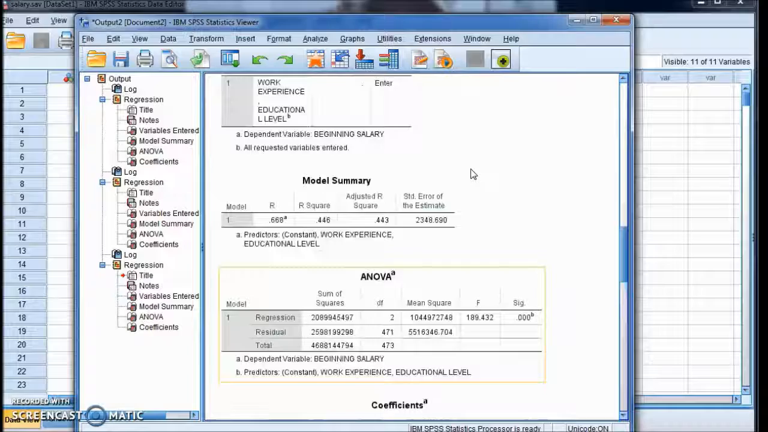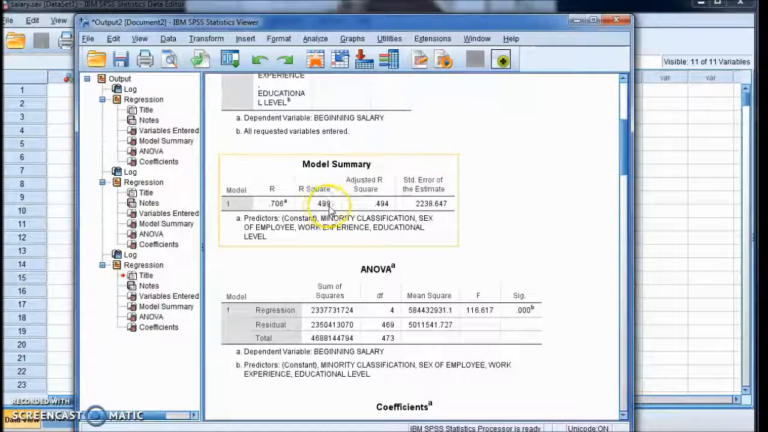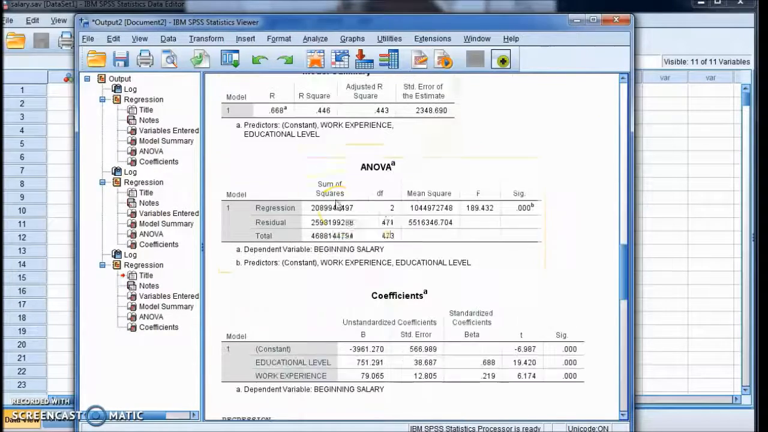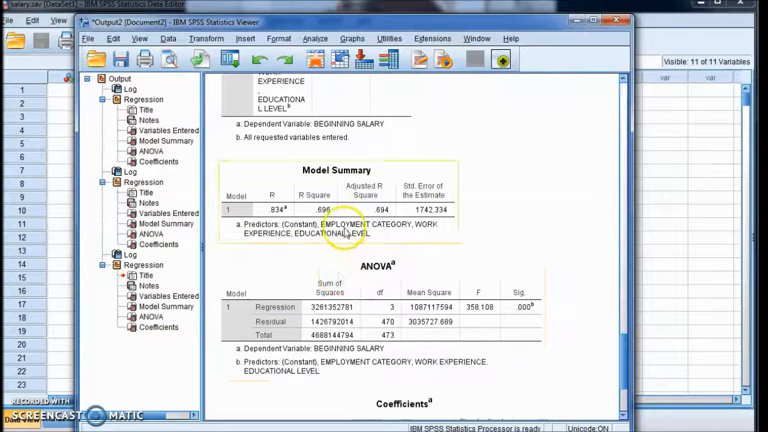Remember the highest value I had so far of being a good equation was that 49.9. Then I pulled a couple of variables out and I got a 44.6. Now when I add in job category, the employment category, work experience, educational level, I suddenly get an R value of 0.696, which is about 70%, right? If I converted this to a percent. So by adding employment category, I am now explaining 70% of the variance in the cases of beginning salary.